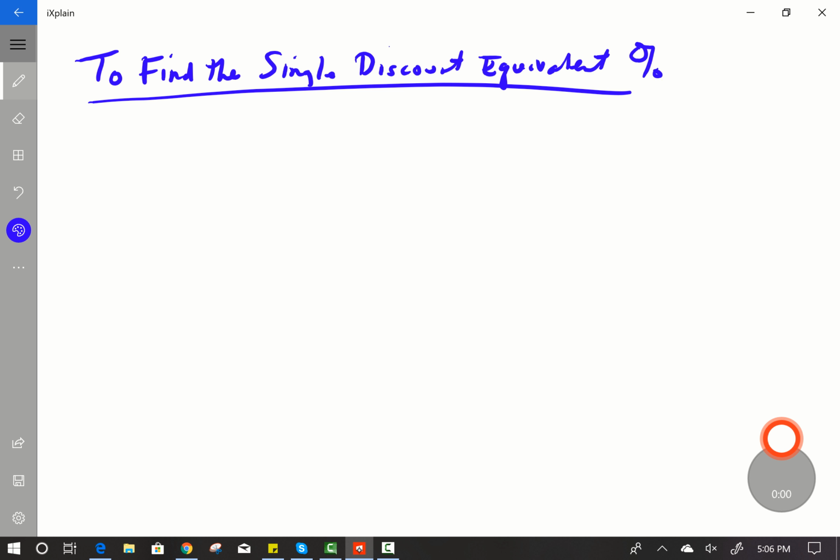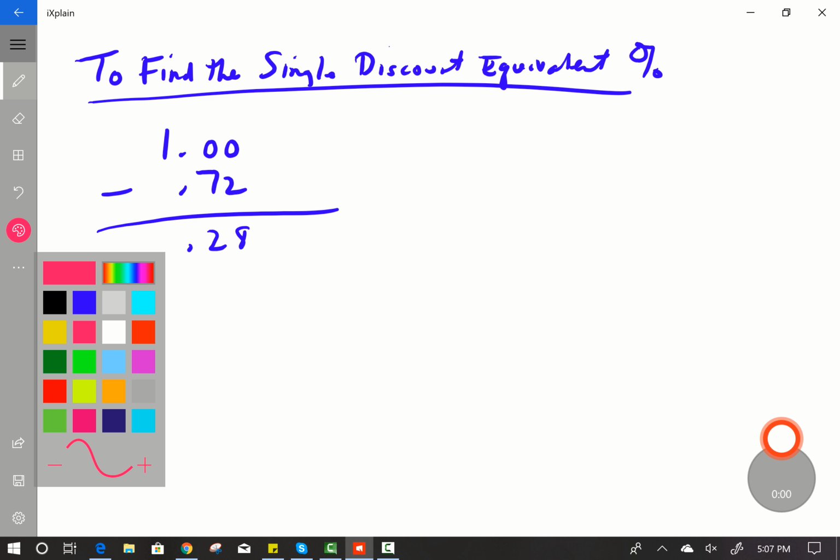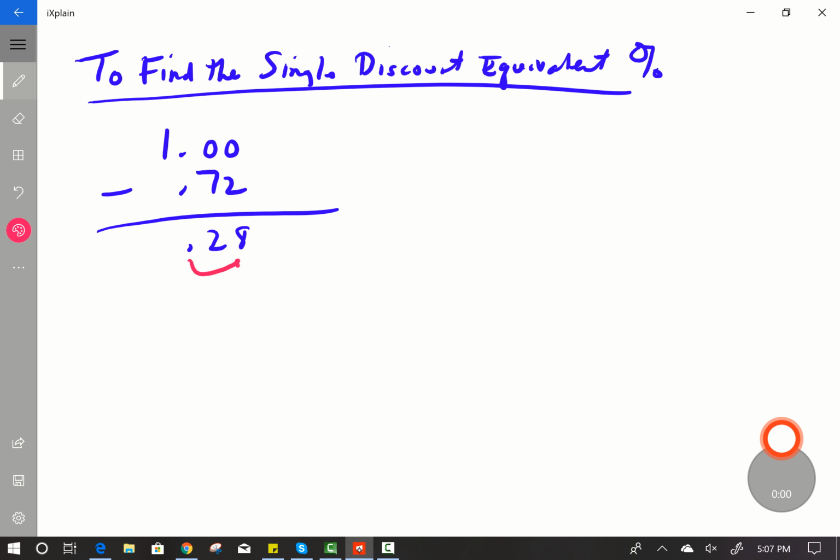So we take 1, and I'm going to subtract 0.72 from that. I add a couple of zeros up here to make that even, and that will give us 0.28 when you subtract that out. All you have to do to find the single discount equivalent is move the decimal point 2 places to the right. That equals 28%. Remember, it's going to end with a percent sign after you move the decimal value to the right 2 times.